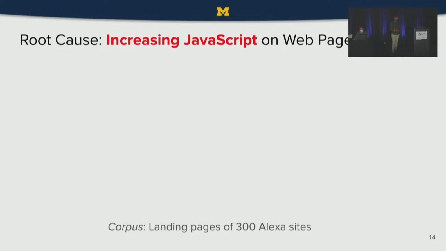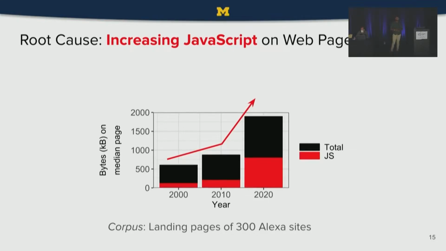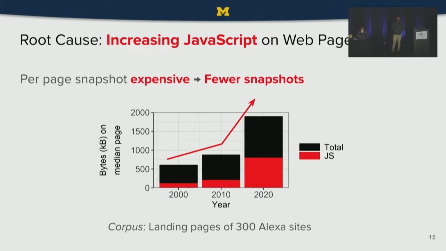To understand this, we conducted a study with landing pages of 300 Alexa sites. And for each of these sites, we looked at the total page size across 3 different decades. As you can see from this graph, the total page size, that is bytes on these pages, have been continuously increasing. Turns out that this increase in the number of bytes on the page can be strictly correlated with the increase in the number of JavaScript bytes on these pages. Because of this, snapshotting or archiving these pages incurs more storage overhead, and as a result, these archives can store only so many snapshots.